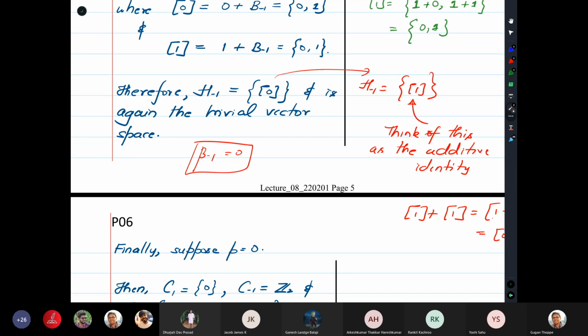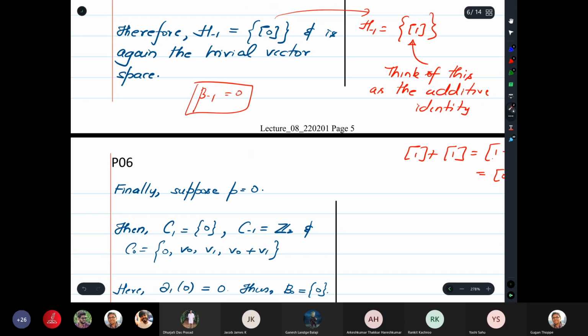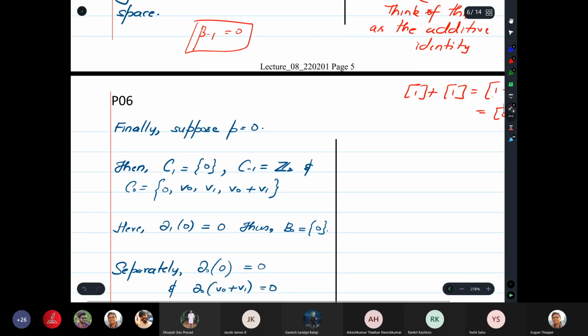Please let me know if you have any questions. Please don't hesitate. All right, so I don't see any raised hands, so I'll presume that most of you have understood these things. Okay, so let us advance with the last thing, that is p equals 0.